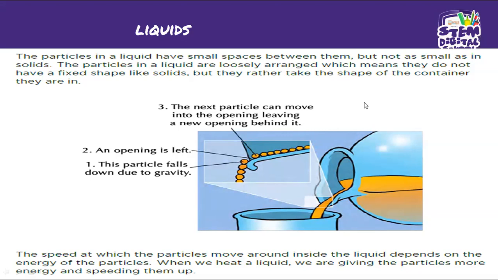All right, I think I need to remind you: the properties that we can see are called macroscopic properties. But those that we cannot see are called microscopic properties. All right. Okay, let's go on.